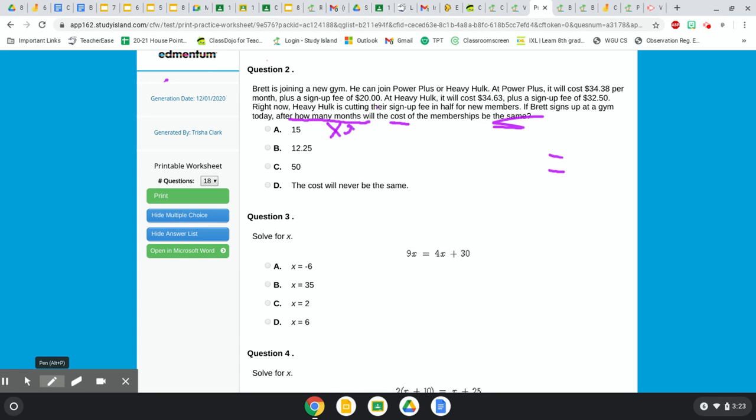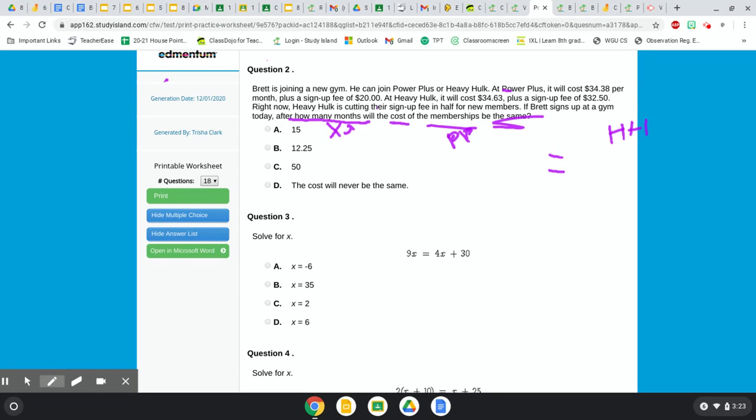Now, I know that something has to be the same, so something has to be equal to each other, but it's talking about the memberships, right? So I have a Power Plus membership and I have a Heavy Hulk membership that I'm setting equal to each other, okay? So I'm going to think about each one of those separately at first, and then I'll have my equation. So let's back up to where it's talking about Power Plus.